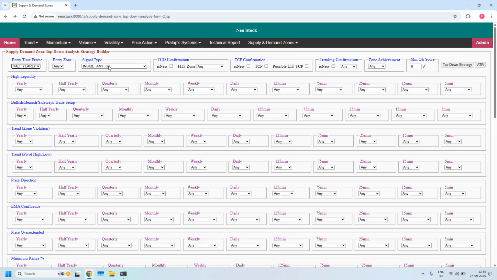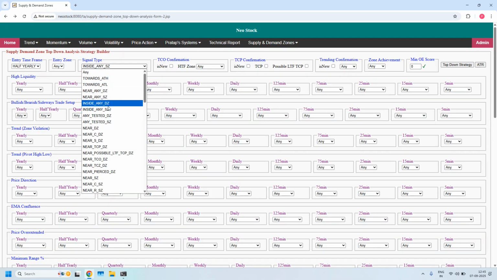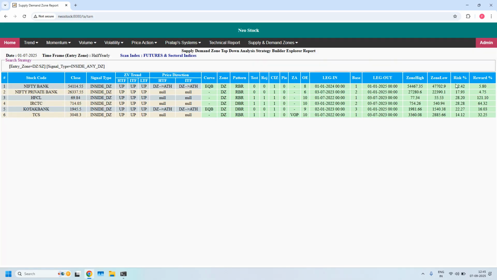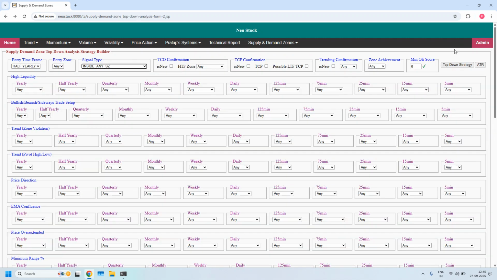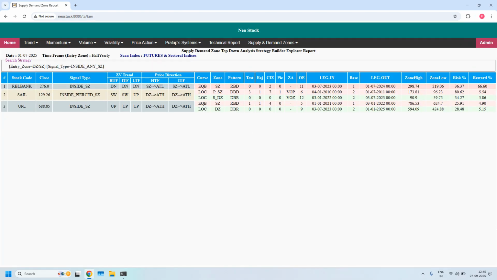Next time frame, half yearly. Here price closed inside a half yearly demand zone. We got 6 stocks. Next, price closed inside the half yearly supply zone. We got 3 stocks.